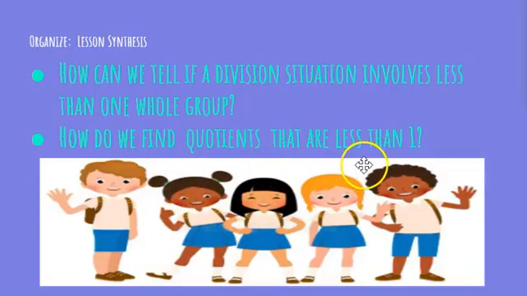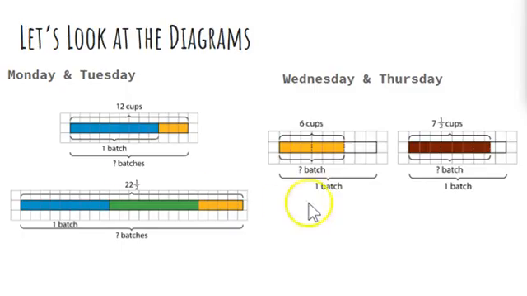Okay. How do we find quotients that are less than 1? Well, we have to kind of think about what those wholes are and break them up into parts that we can use to help us figure out the fractions. Okay. At least in this modeling sense.